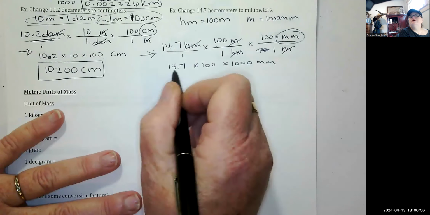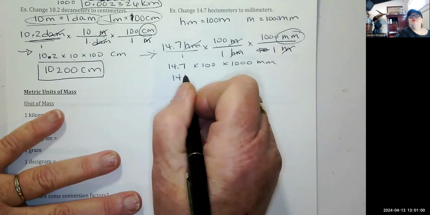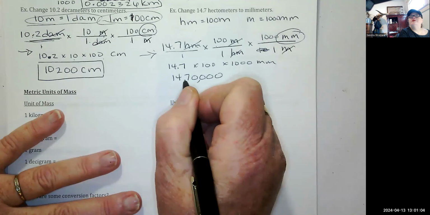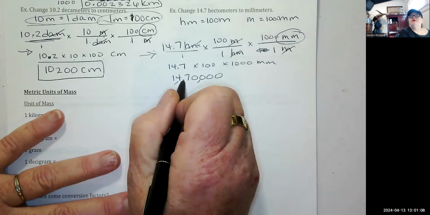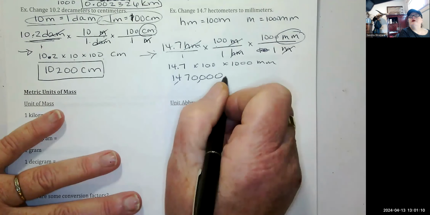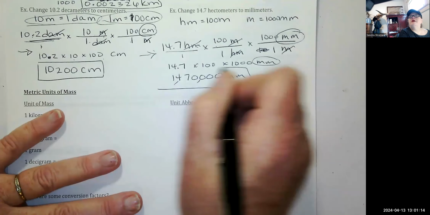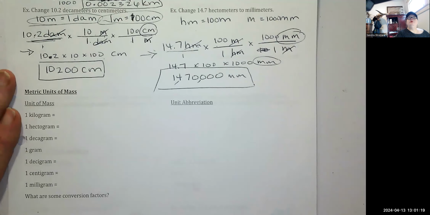So I'm golden. I've got 1, 2, 3, 4, 5 zeros. So I moved my decimal over 5 places to the right. It was here. 1, 2, 3, 4, 5. Good. And my answer is millimeters. That is my answer. Whew, okay, that is dealing with length.